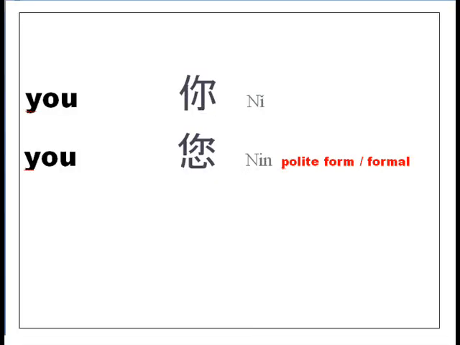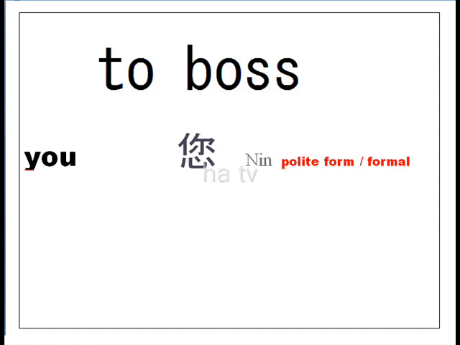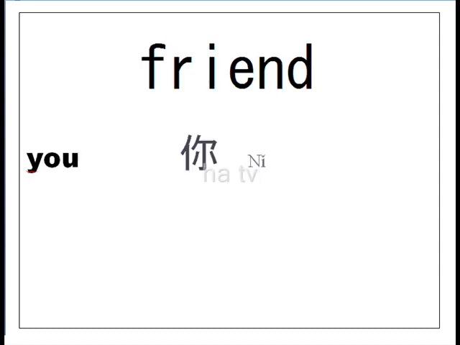Ni and nin are also easy to understand. They both function as subject and object pronouns, but the second one is a more polite form. If you are talking to your boss, you might say nin. If you are talking to your friend, you have to say ni.